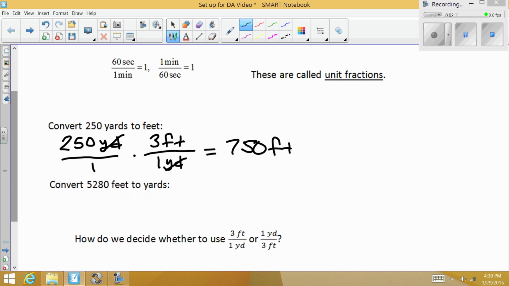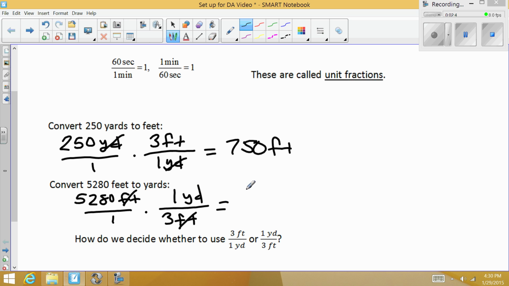Let's do one more of these simple ones. 5,280 feet. And this time we're going to convert to yards. Now we know that 3 feet is equivalent to 1 yard. And the feet units cancel out, leaving us with 5,280 yards over 3, which is equal to 1,760 yards. So 5,280 feet is equivalent to 1,760 yards.